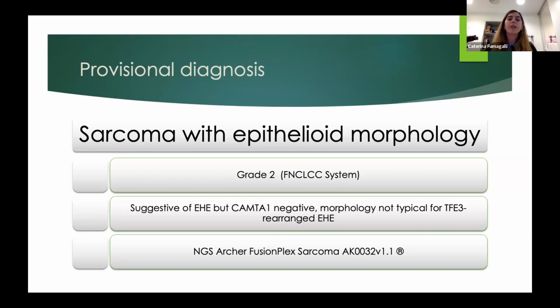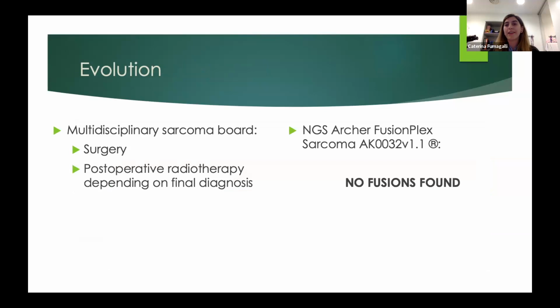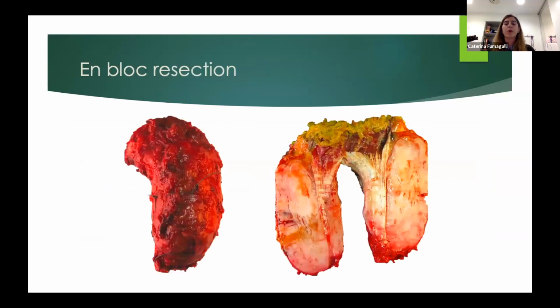So an NGS Archer Fusion sarcoma panel was performed. And meanwhile, the patient was presented to our multidisciplinary sarcoma board, and it was decided to perform surgery first and then postoperative radiotherapy, depending on the final diagnosis. So the Archer came out and no fusions were found. So let's see now the gross image of this tumor when resected.